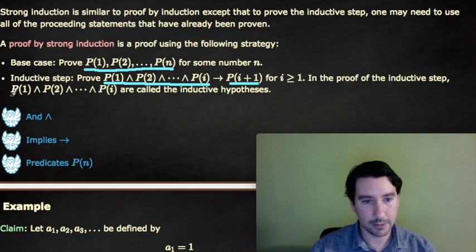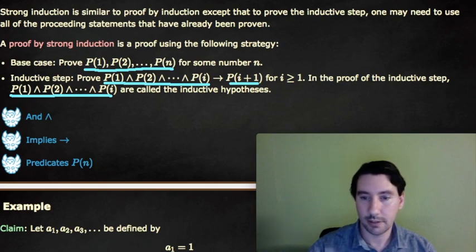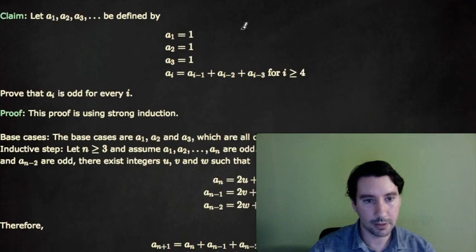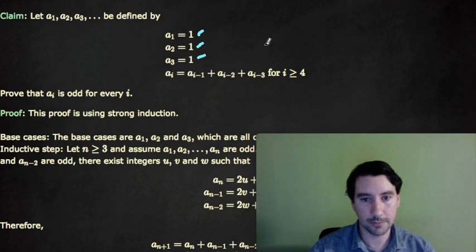And in this case, P1, P2 up to Pi are all called the inductive hypotheses. So let's look at an example. We're going to define a sequence A1, A2, A3, and so on, defined by A1 is 1, A2 is 1, A3 is 1, and then Ai is the sum of the previous 3 terms. So it's Ai minus 1 plus Ai minus 2 plus Ai minus 3, so whatever the last 3 terms were.